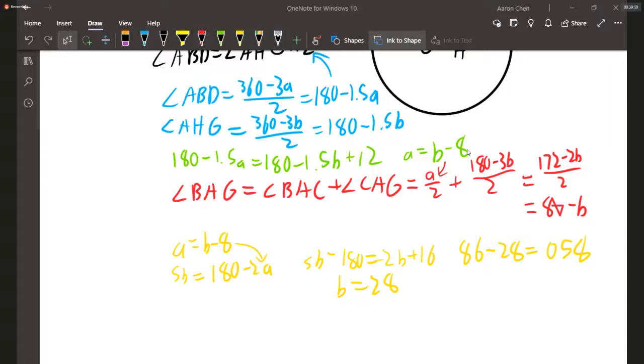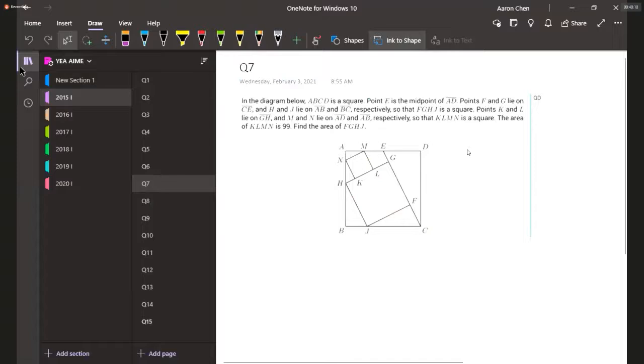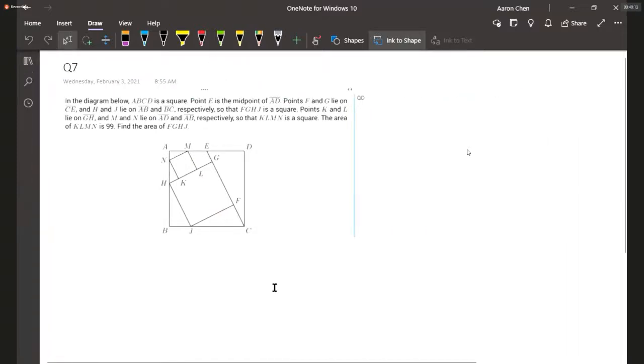So, does anyone have any questions about the solution? All right then. We can move on to the next problem. And once again, I'll give you a couple of minutes to do this problem before I start going over it.